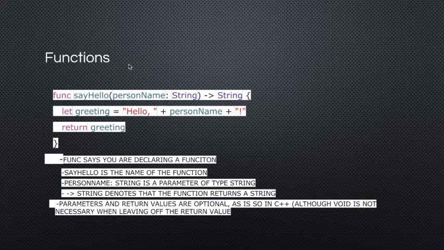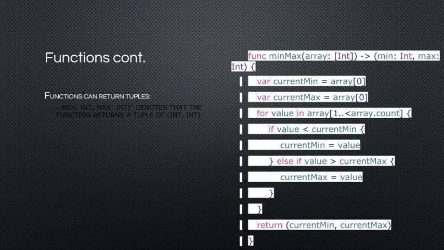So here's your basic function declaration. This part, the keyword func, is saying that you are declaring a function. Say hello is the name of the function. Person name of type string, that's going to be your parameter name, parameter type. And then the arrow with the data type is going to denote your return value. So that's your function header right there. Pretty intuitive design, if you ask me. And you have your return statement. Yep, that's your basic function.